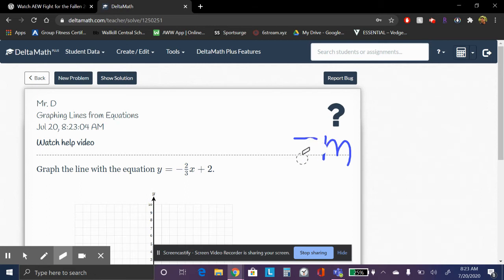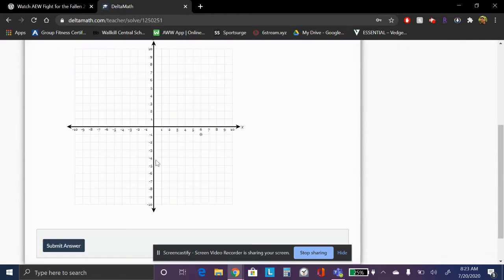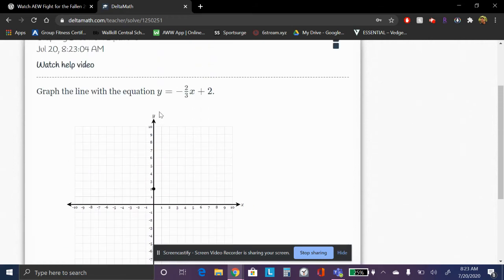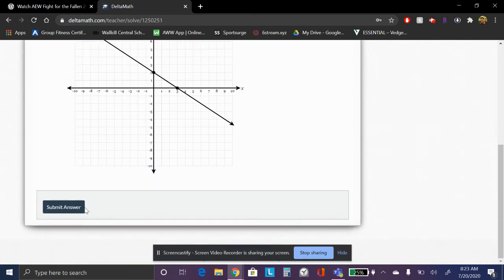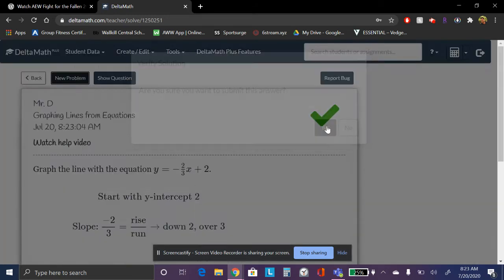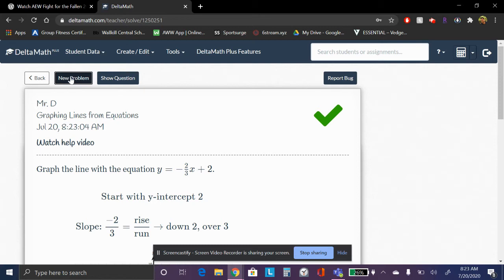So in this equation, we have y equals -2/3 x plus 2. So we start at +2, so up from the y-axis, click. And then this one is down 2, to the right 3, since it's a negative slope. So you go down 2, to the right 3, click. There's our line. Okay, let's look at another one.